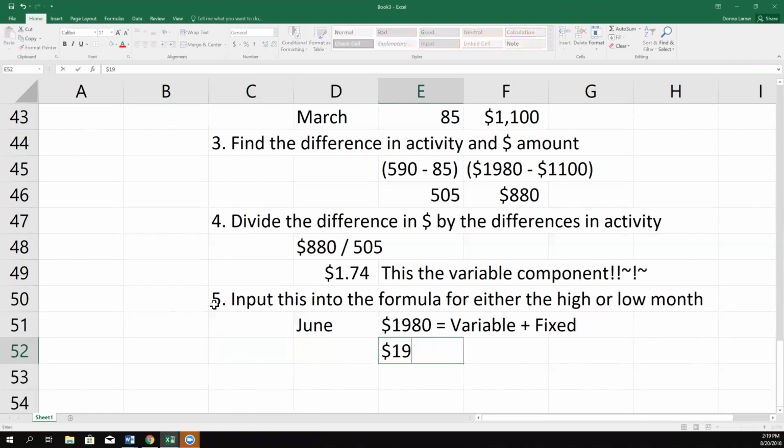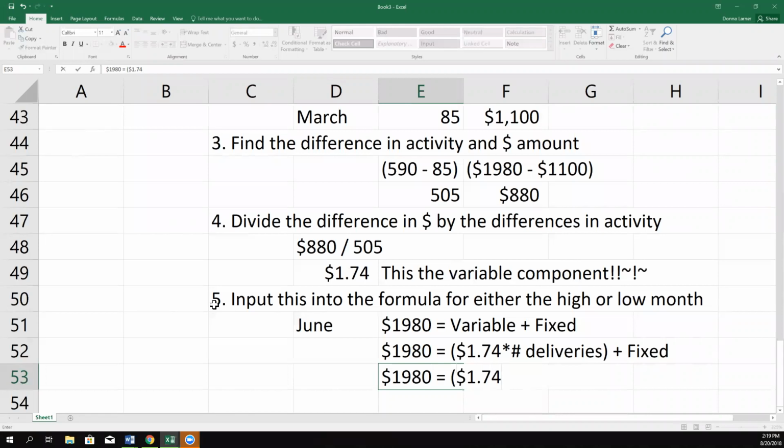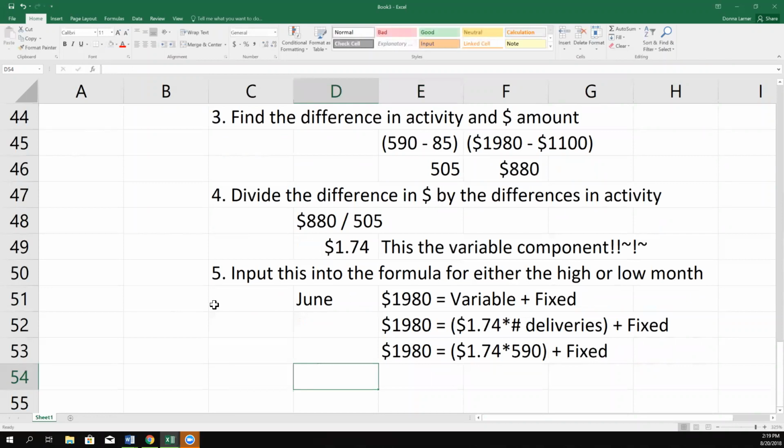So I'm going to rewrite the formula again. It's 1980 equals $1.74 times the number of deliveries plus the fixed cost. I know this is going to get repetitive, but I want all the notes to be here so that you can see them and remember how we got to this. So it's $1.74 times, and the number of deliveries they made that month was 590, plus the fixed portion. And you see now that I've got all numbers except for fixed. So when I work this math out, I'm going to be able to find out what the fixed amount is.